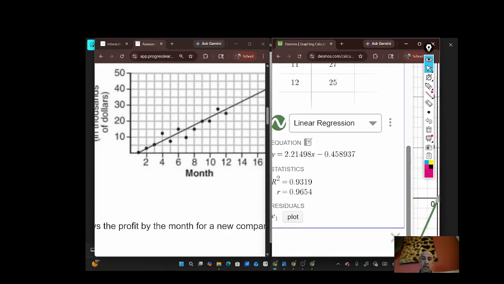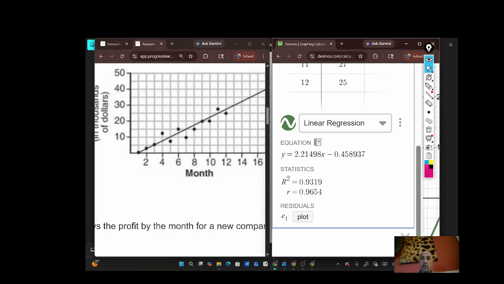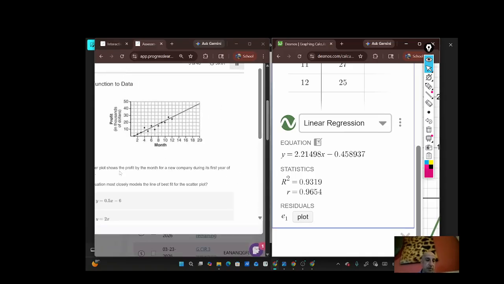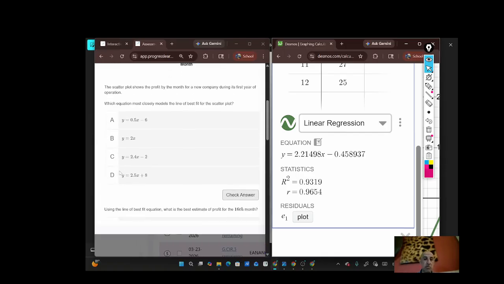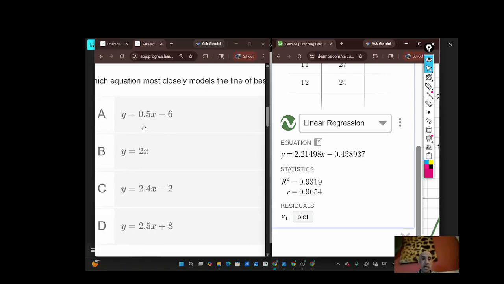So the equation is 2.21498x minus 0.458937. Let's check our answers and see which one is most reasonable. I can see option A. What do you think? Do you think this is reasonable? Here is 2.21 and here is 0.5x. So here it is almost 2.2x and here 0.5x. In my opinion, this does not fit with the answer.